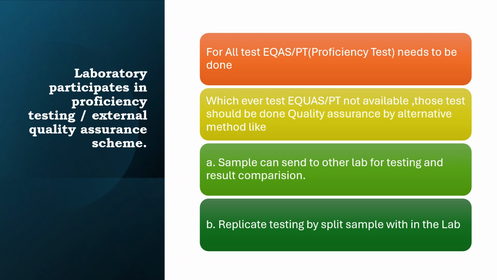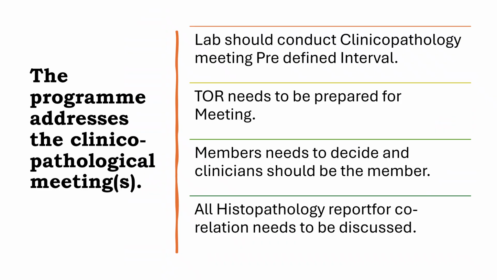For external quality assurance and proficiency testing, for all tests, EQAS and PT need to be done. For some tests EQAS and PT are not available, so quality assurance should be done by an alternative method, like sending the sample to another lab for testing and comparing the results, or you can replicate the testing by splitting the sample within the lab.